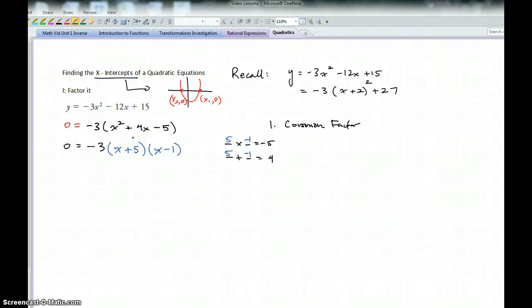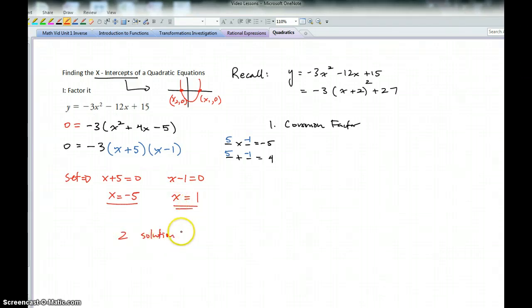Very good. So now that I'm at this point, when I've got a factored expression, I've got -3 times quantity x plus 5 times quantity x minus 1. So if this equals 0, the entire right side will equal 0. So let's just set x plus 5 equal to 0, and of course that's an easy solution. x equals -5. And the other one, x minus 1 equals 0, and that solution is x equals 1. So I've got two solutions, which is often the case with quadratics.